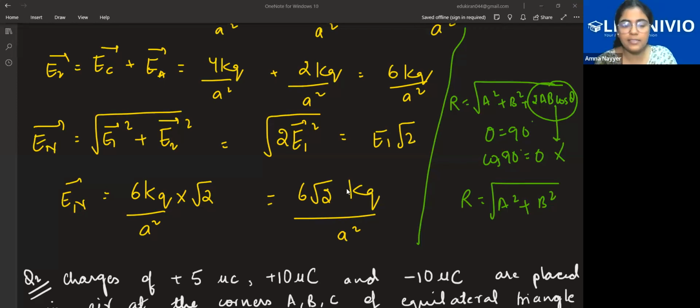Now this answer is clear. How have we obtained 6 root 2 kq by a square? Yes, ma'am. Others also, apart from Yahya? Rishita, Zaina, clear? All right. Write it down. Write down the solution.